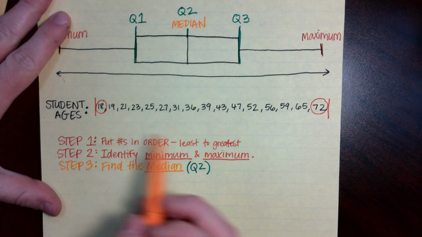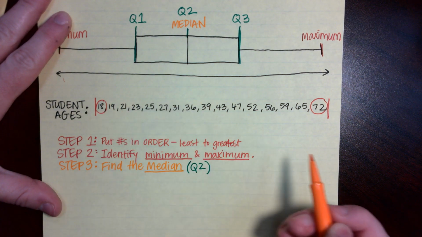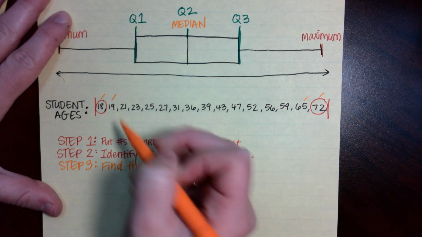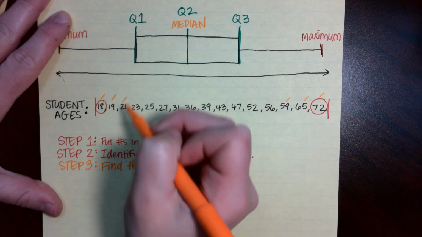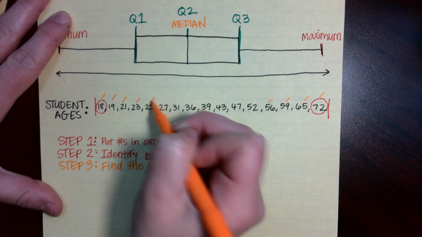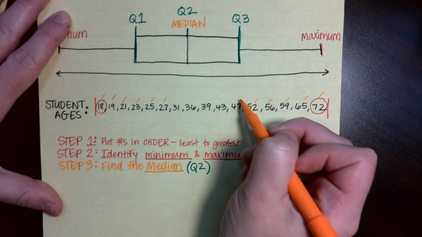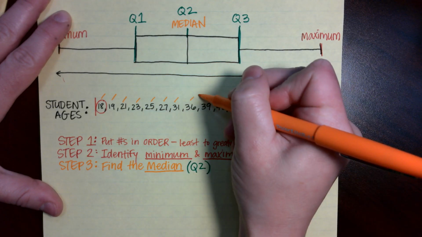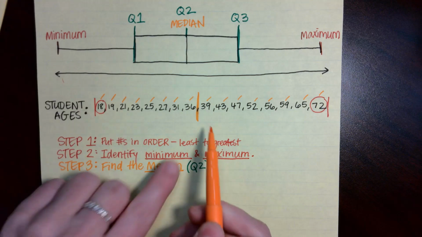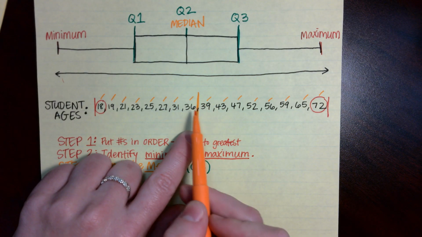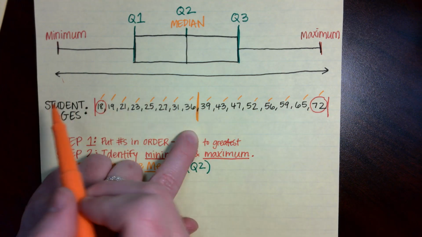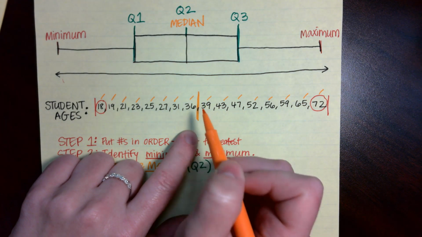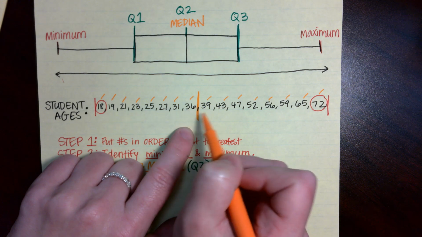36 and 39. Let's look. So I like to just cross them off one by one. I got 18 and 72, 19 and 65, 21 and 59, 23 and 56, 25 and 52, 27 and 47, 31 and 43, 36 and 39. This is my median, somewhere in the middle. So since there wasn't a number that we landed on, we have an even number of data points here. We need to find what number is directly smack in the middle of 36 and 39.